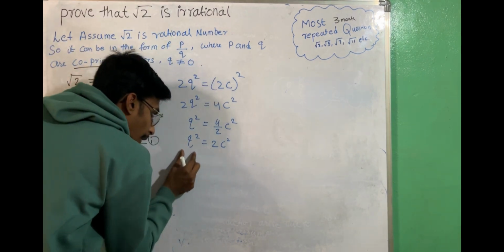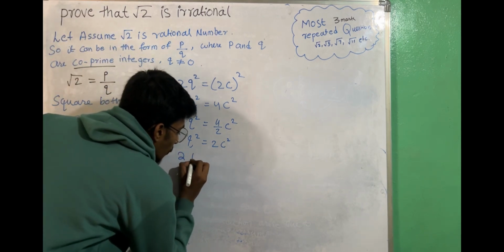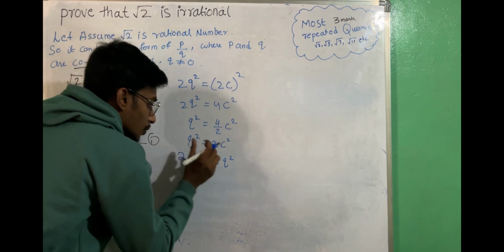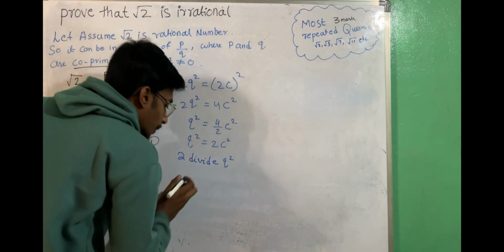That means 2 can divide q square. If 2 divides q square, then 2 will also divide q.